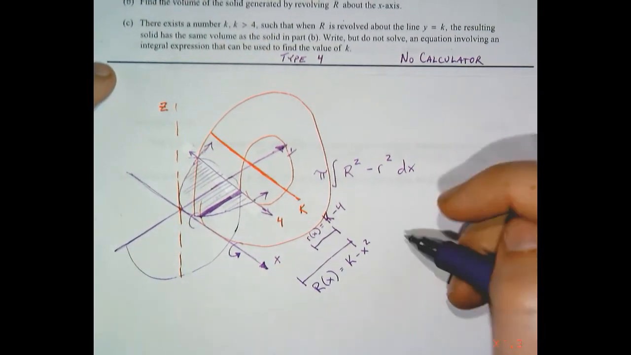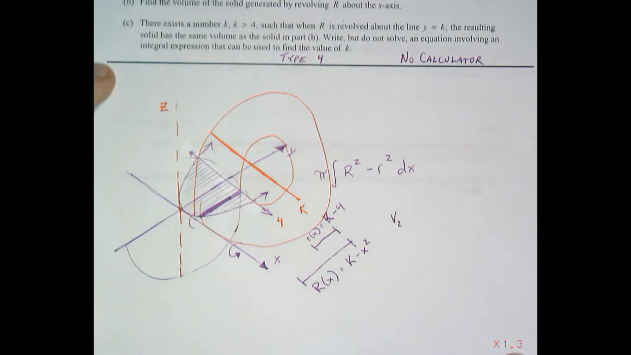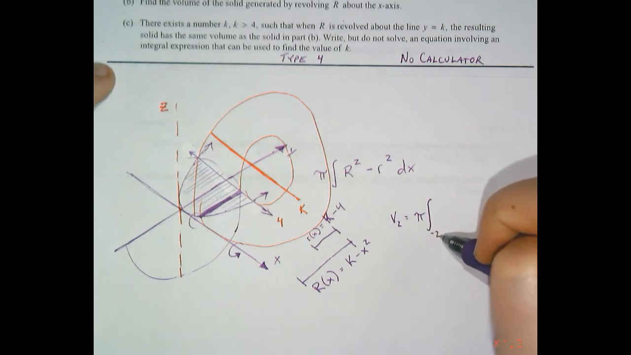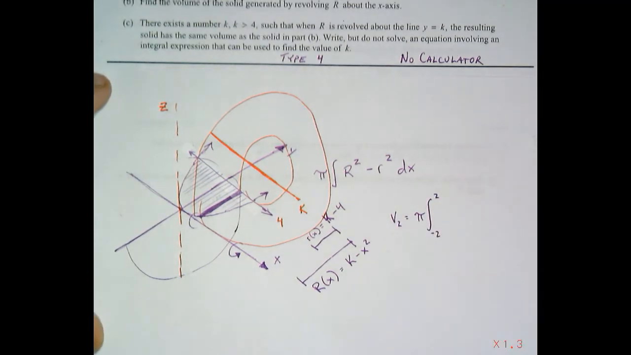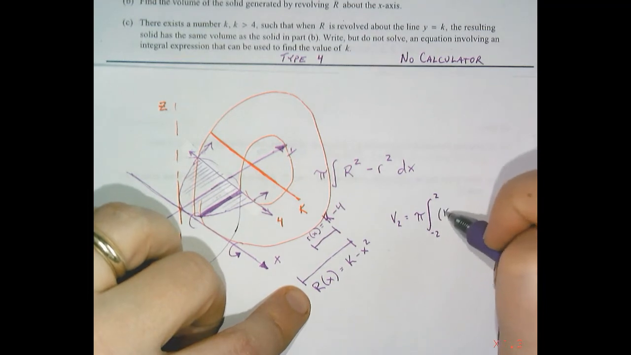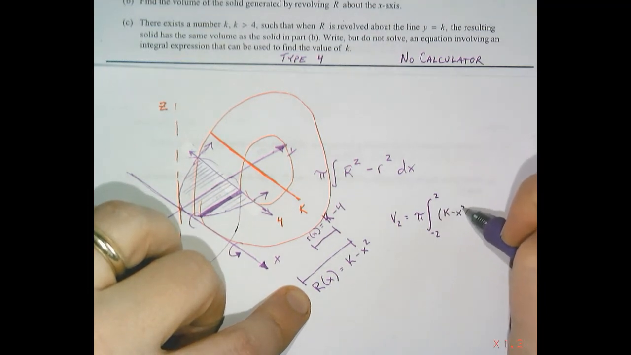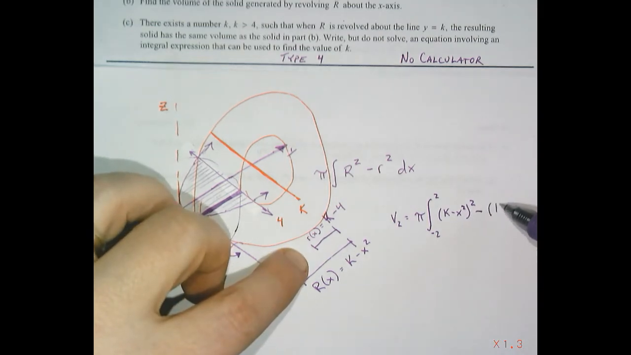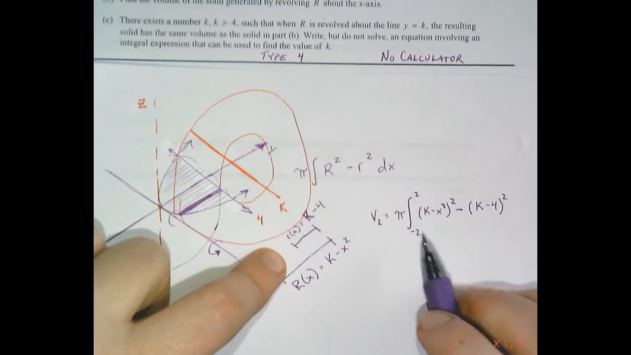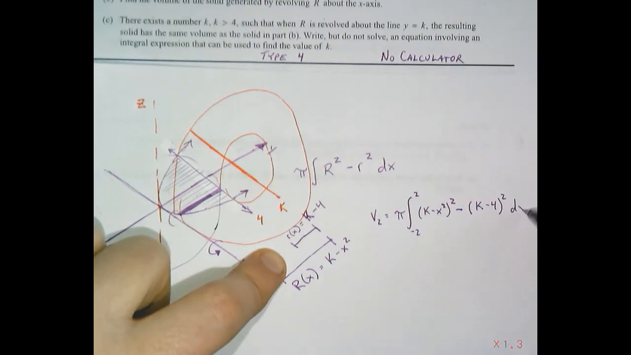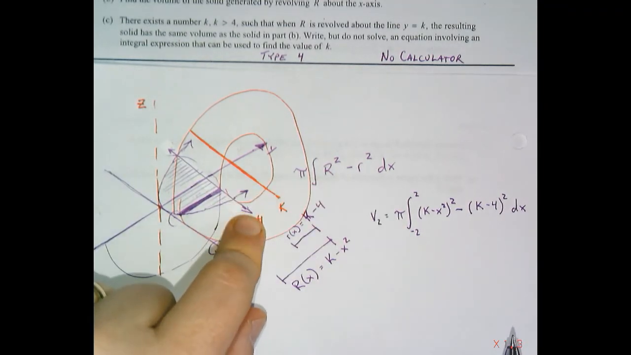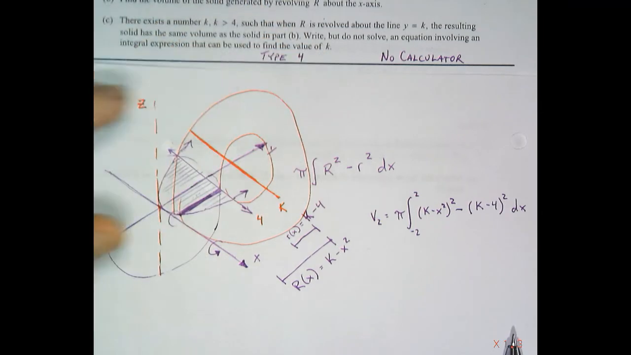So our new volume, I'll call it volume 2, is pi, the integral from -2 to 2, because our boundaries are not changing, of big R squared minus little r squared, and then the width of the washer is your infinitesimal of dx. This is the volume for this red region when we stack up all of the washers from -2 to 2.